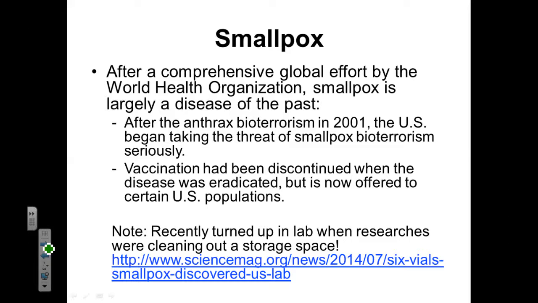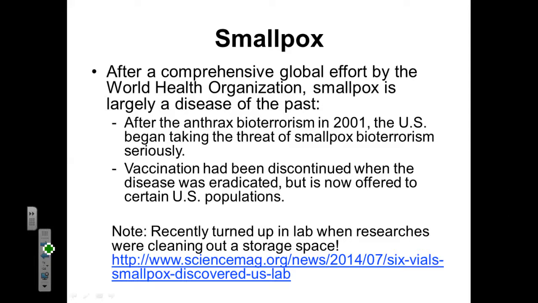Our next pox disease is smallpox. Thankfully, smallpox has been eliminated from the wild. There was a comprehensive global effort by the World Health Organization to vaccinate the human population to eliminate smallpox from the world. After the outbreak of anthrax bioterrorism in the United States in 2001, we began taking the threat of smallpox bioterrorism much more seriously.